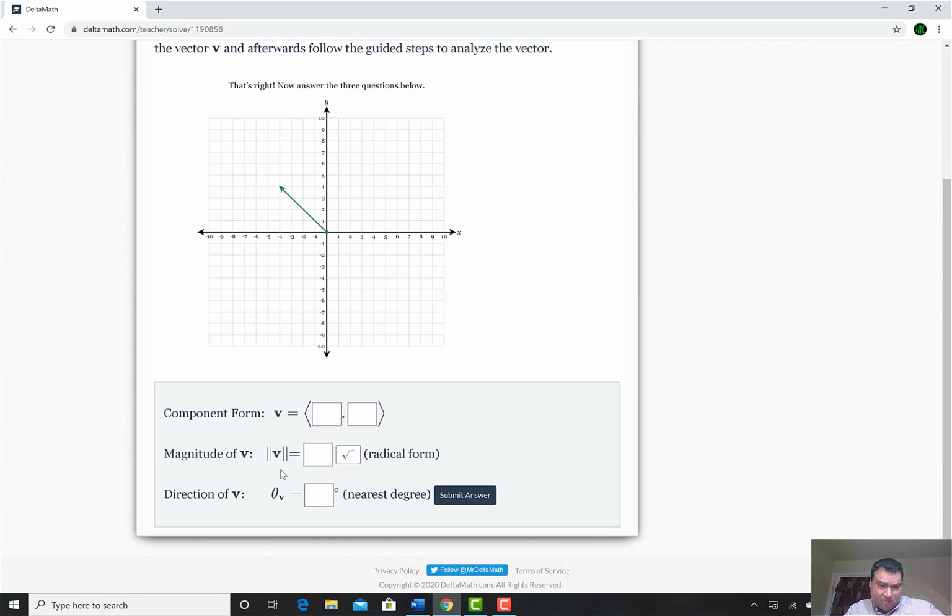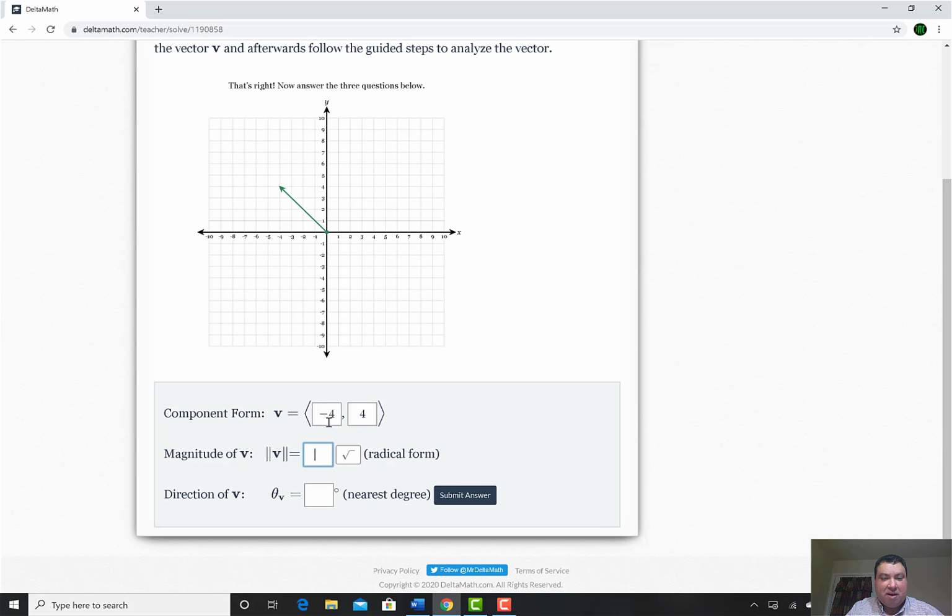Now answer these 3 questions below. And we already did this component form. Since the tail is at the origin and the head is right here, it's easy to see that in the x direction you move 4 to the left, so you just put -4. And in the y direction, you move 4 up, so I put a 4 there.